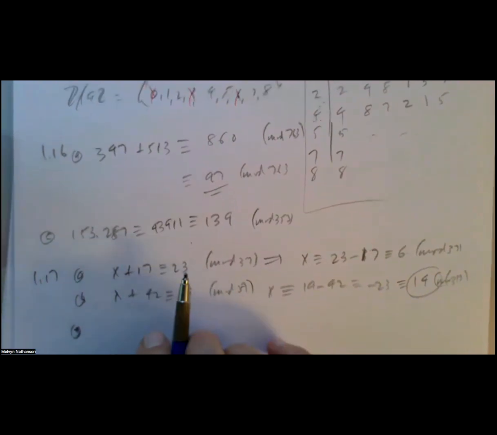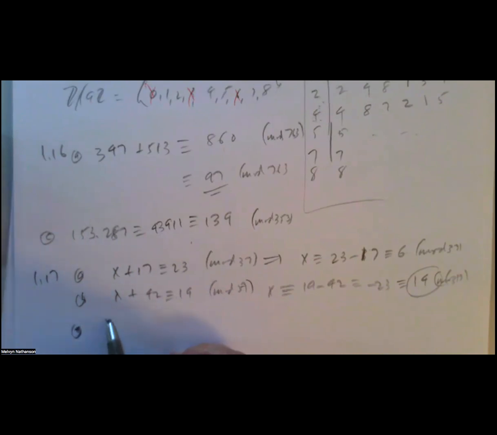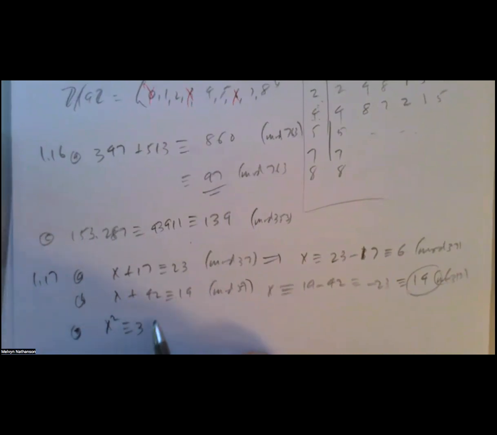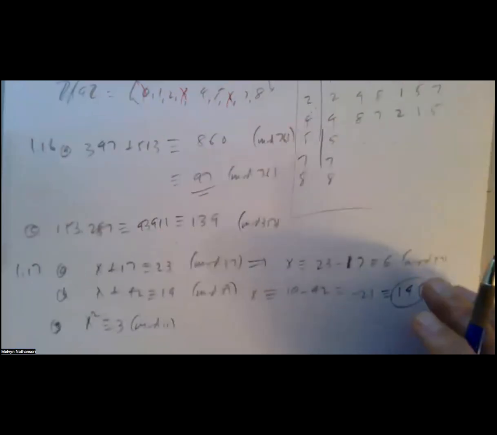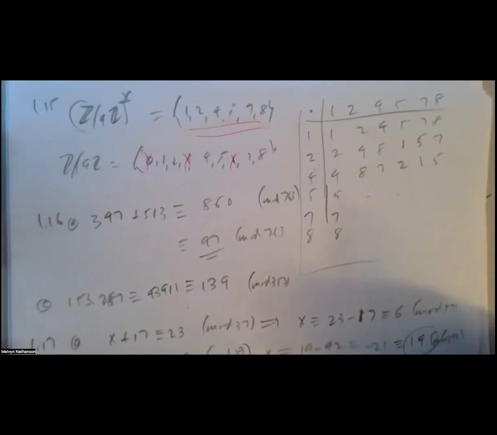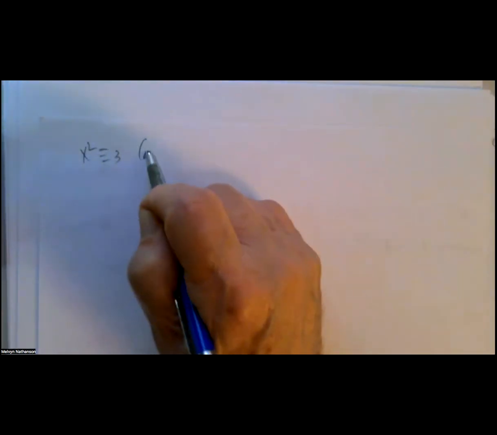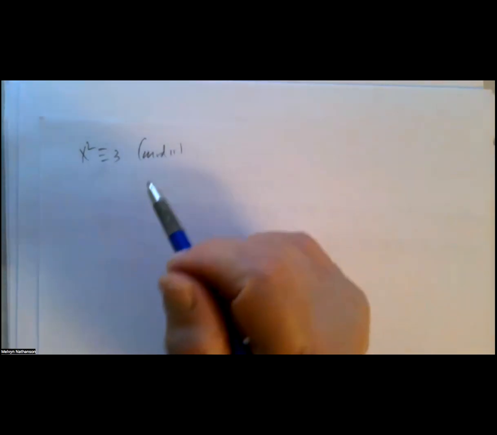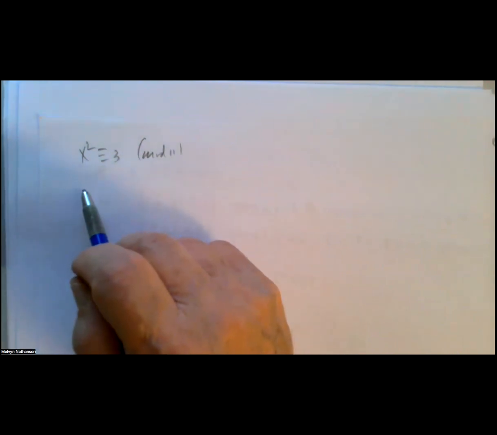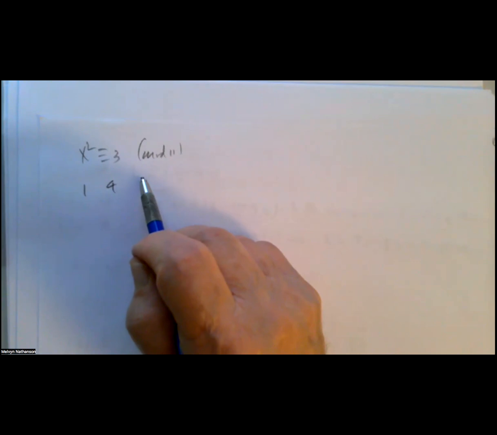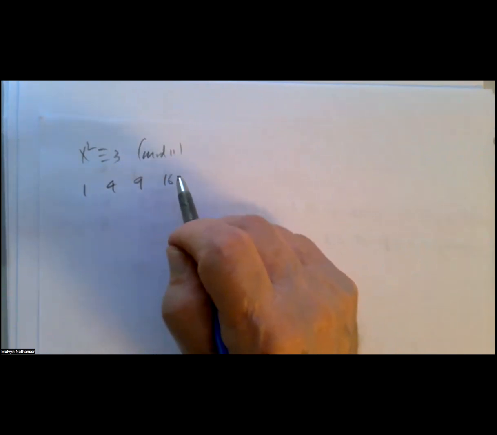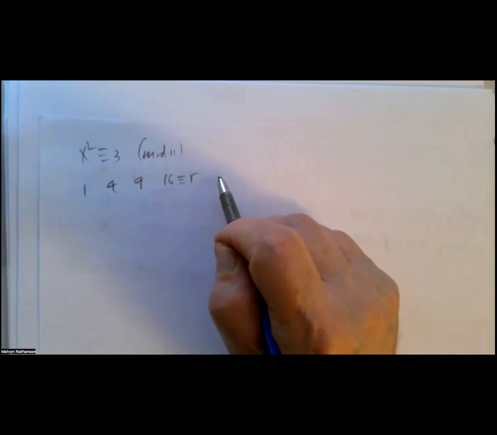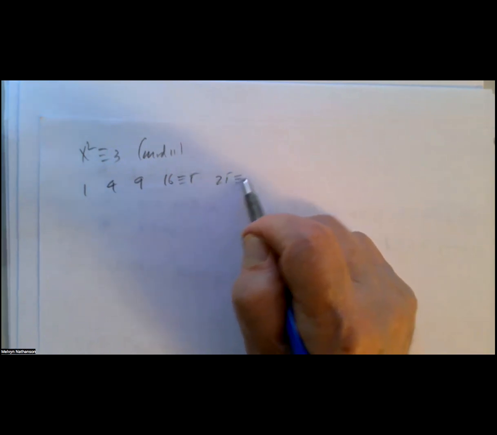What about solving the equation x squared congruent to 3 mod 11? That's a little more complicated. All you can do is look at the squares. What are the squares mod 11? 1, 4, 9, 16, which is 5 mod 11. 25. 25 is 3 mod 11.